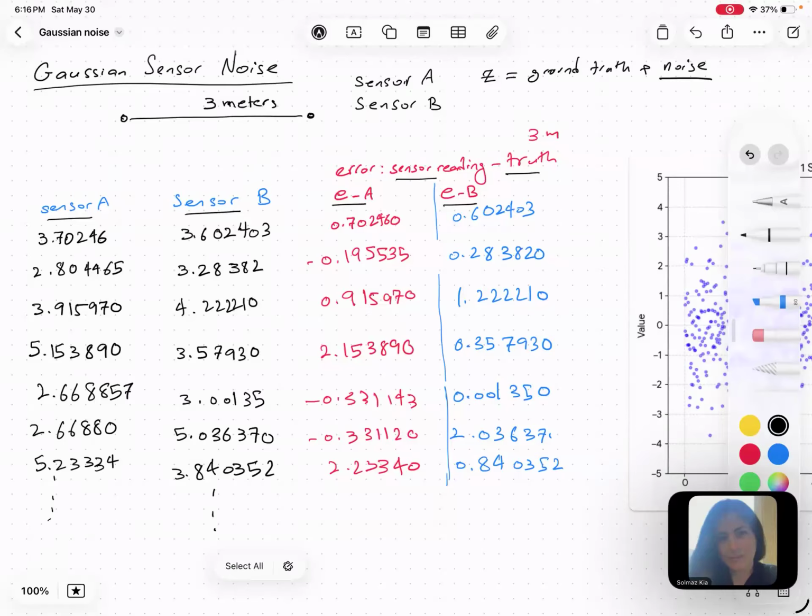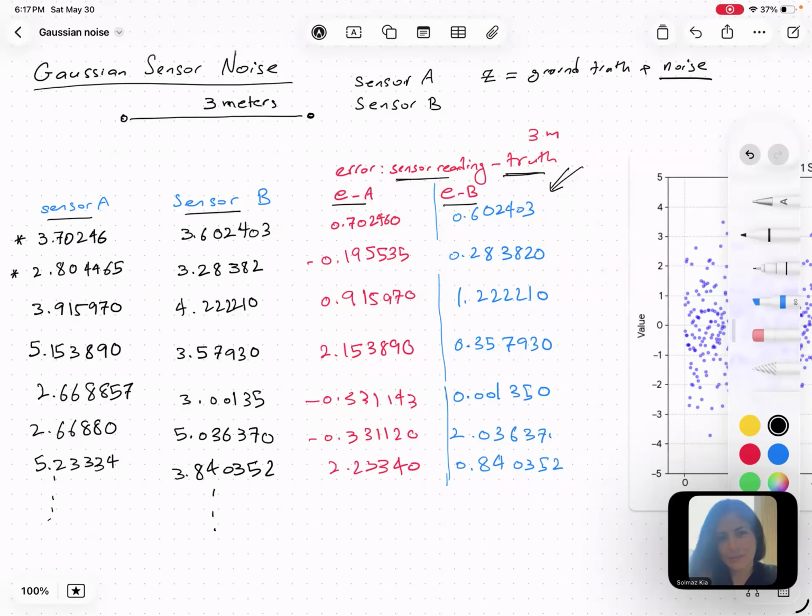As you can see, we are getting some positive deviation, and we are also sometimes getting negative deviation. So this is a plus-minus sort of deviation. But to get a better understanding of the nature of the errors in these measurements, we can specifically focus on the error, which is the sensor reading minus the truth. So we are going to analyze this error. In the case of sensor A, the error is the third column that you see. And in the case of sensor B, we are registering the error that you see in the last column.